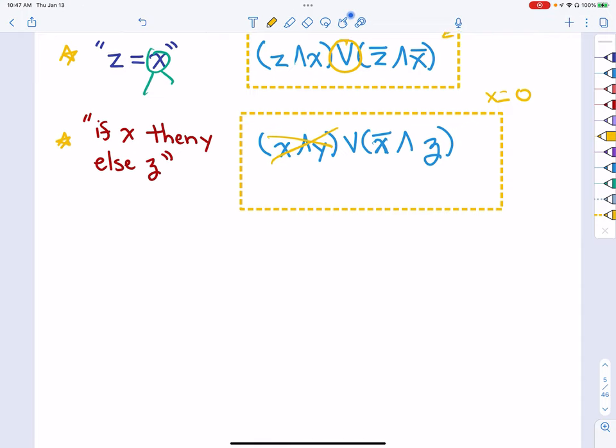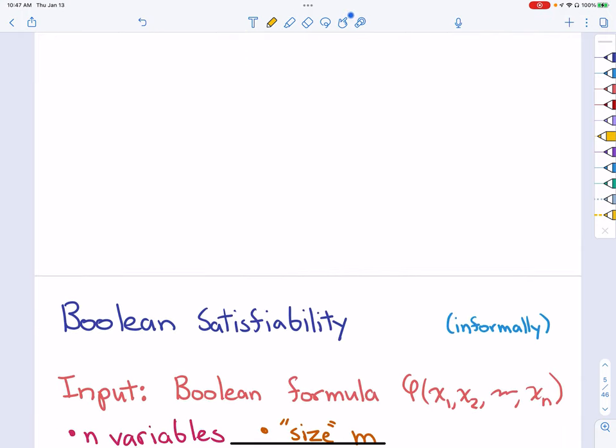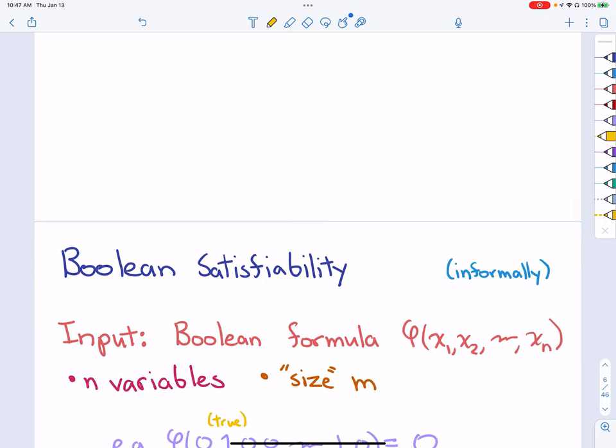All right, so much for that. So what is the computational problem that we're interested in? It's called Boolean satisfiability. It's a pretty simple problem. The input is a Boolean formula. Assume it's syntactically correct. So I give you a Boolean formula, and let's say that it has n variables, and the total size is m, like if I counted up all the symbols, including parentheses. That's roughly the number of variables plus the number of AND and OR operators, maybe up to a factor of 2.